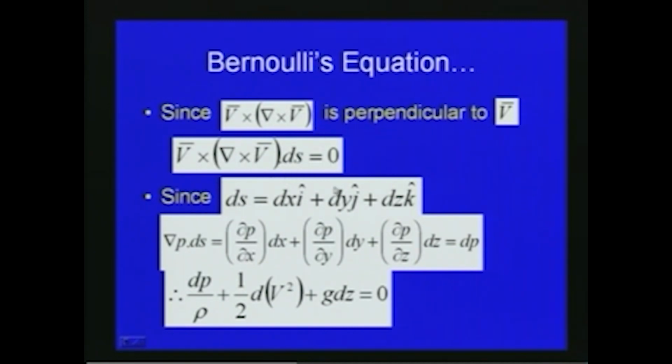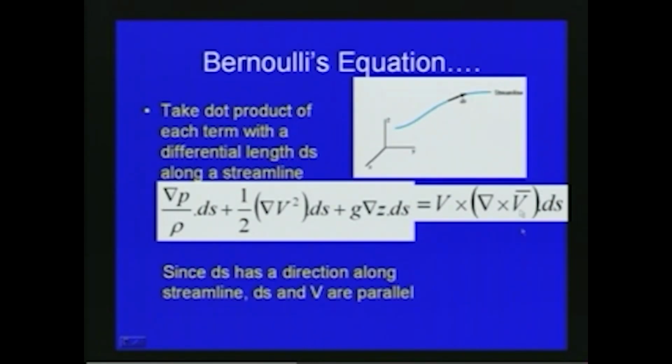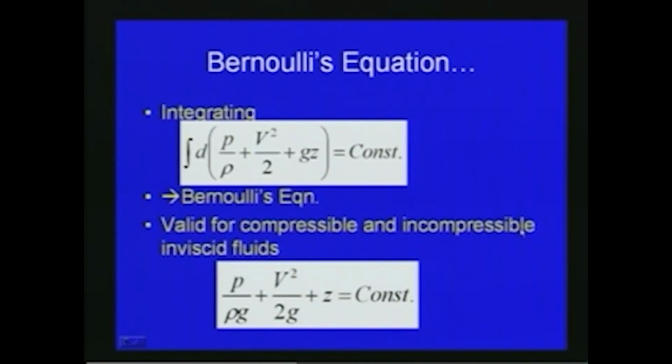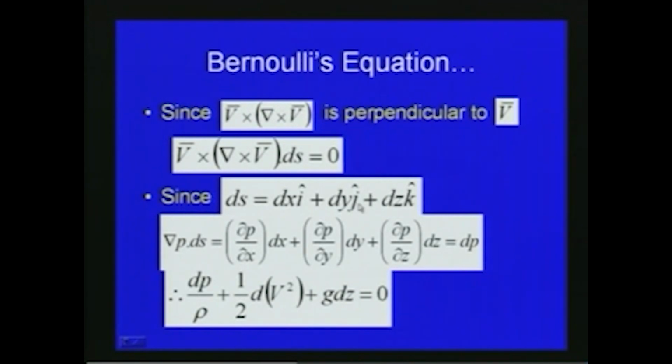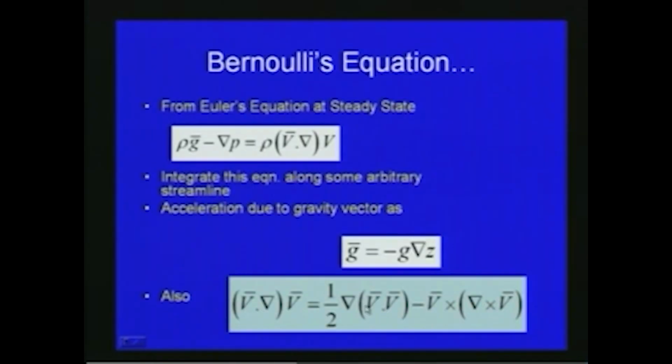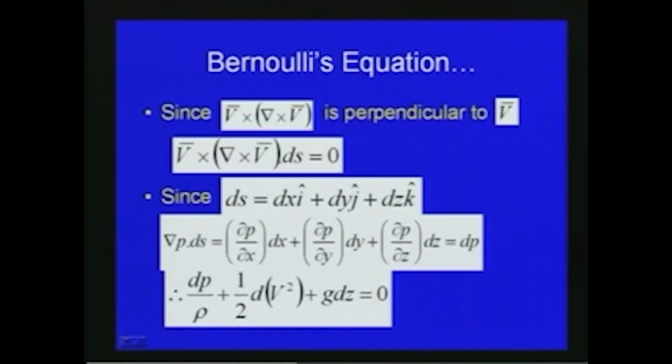And this ds vector, in the previous figure, can be split as dx i plus dy j plus dz k. So finally we can write ∇p·ds as ∂p/∂x dx plus ∂p/∂y dy plus ∂p/∂z dz, that is dp. After using all these approximations, Euler's equation in steady state becomes dp/ρ plus ½ dv² plus g dz is equal to 0. So after using all these approximations put forward in the slides, finally we get dp/ρ plus ½ dv² plus g dz is equal to 0.